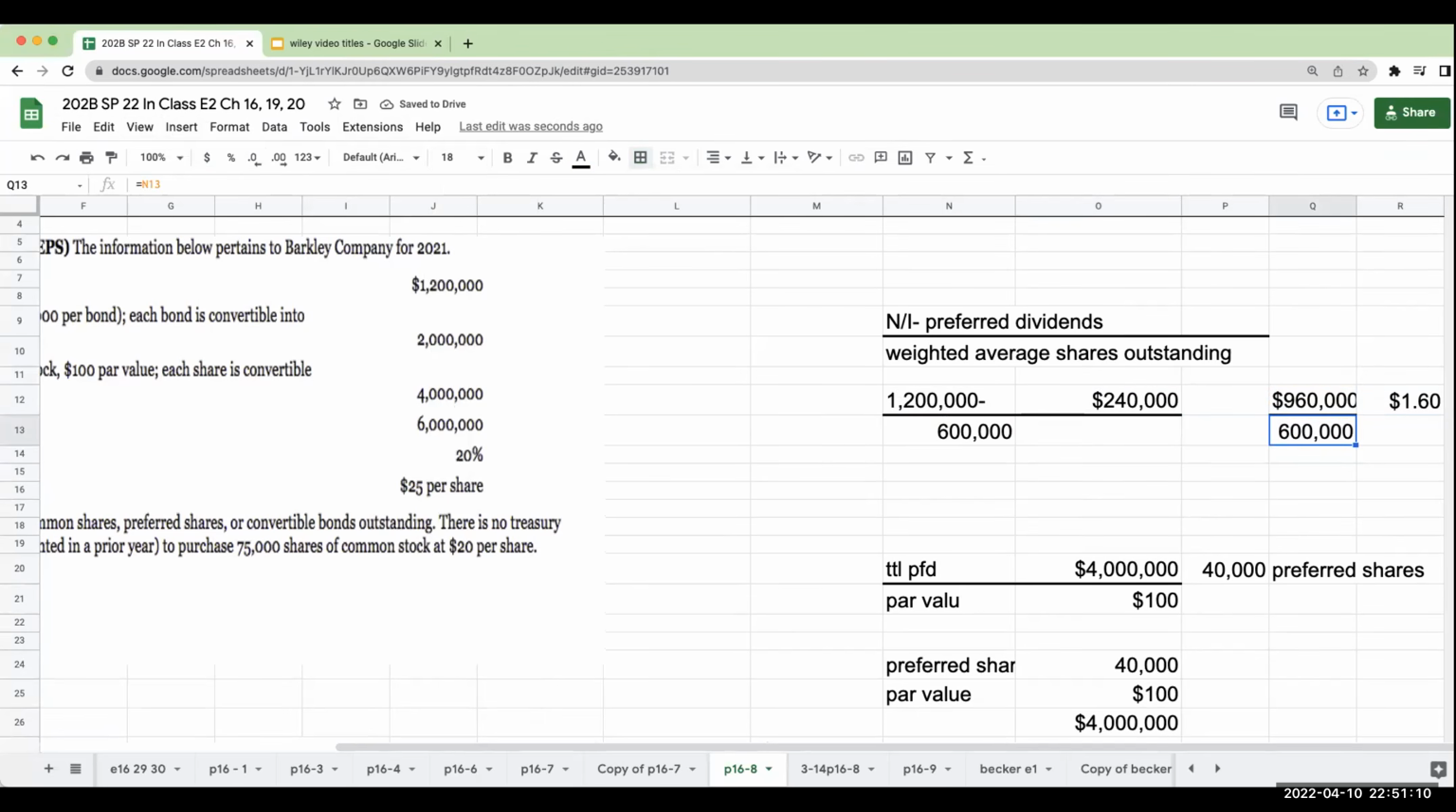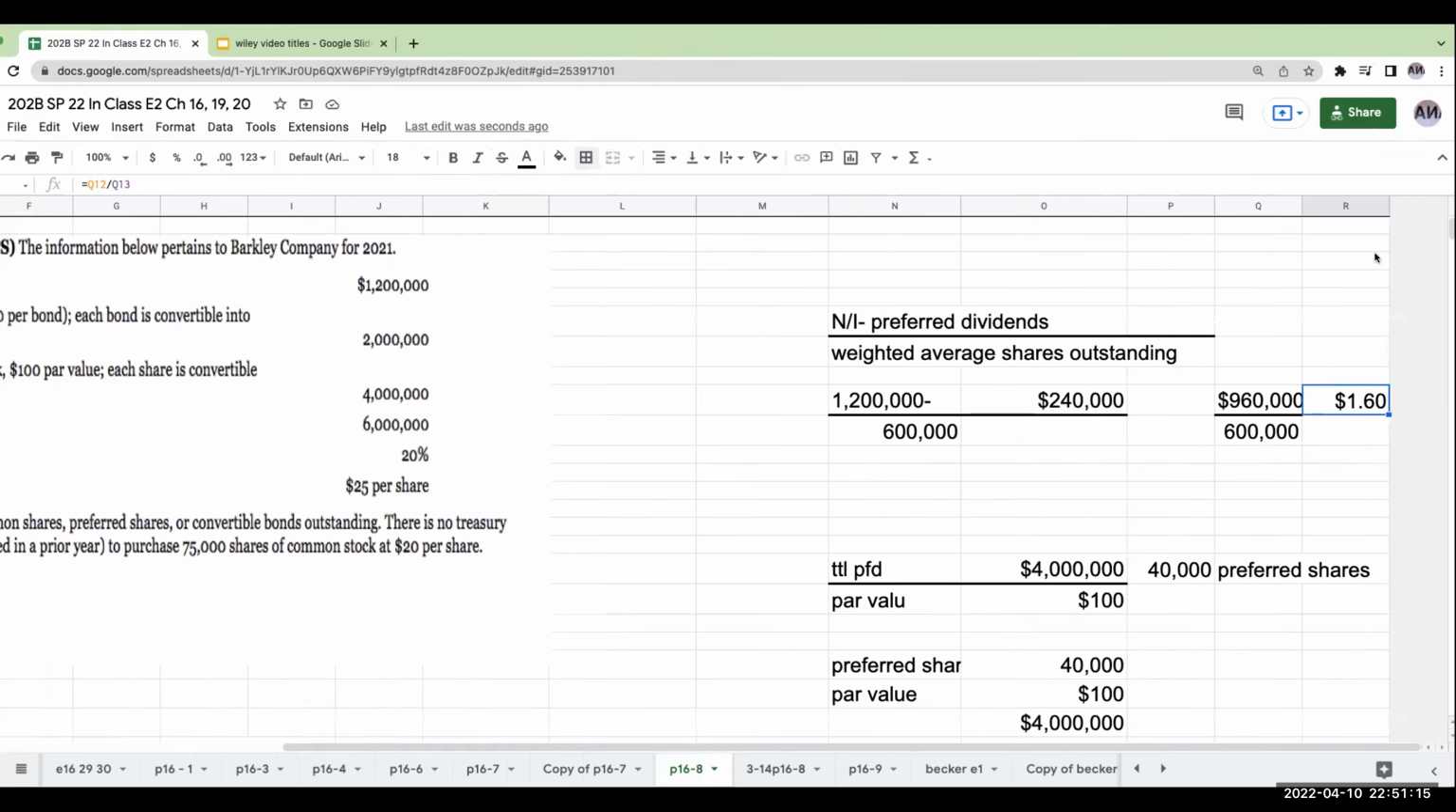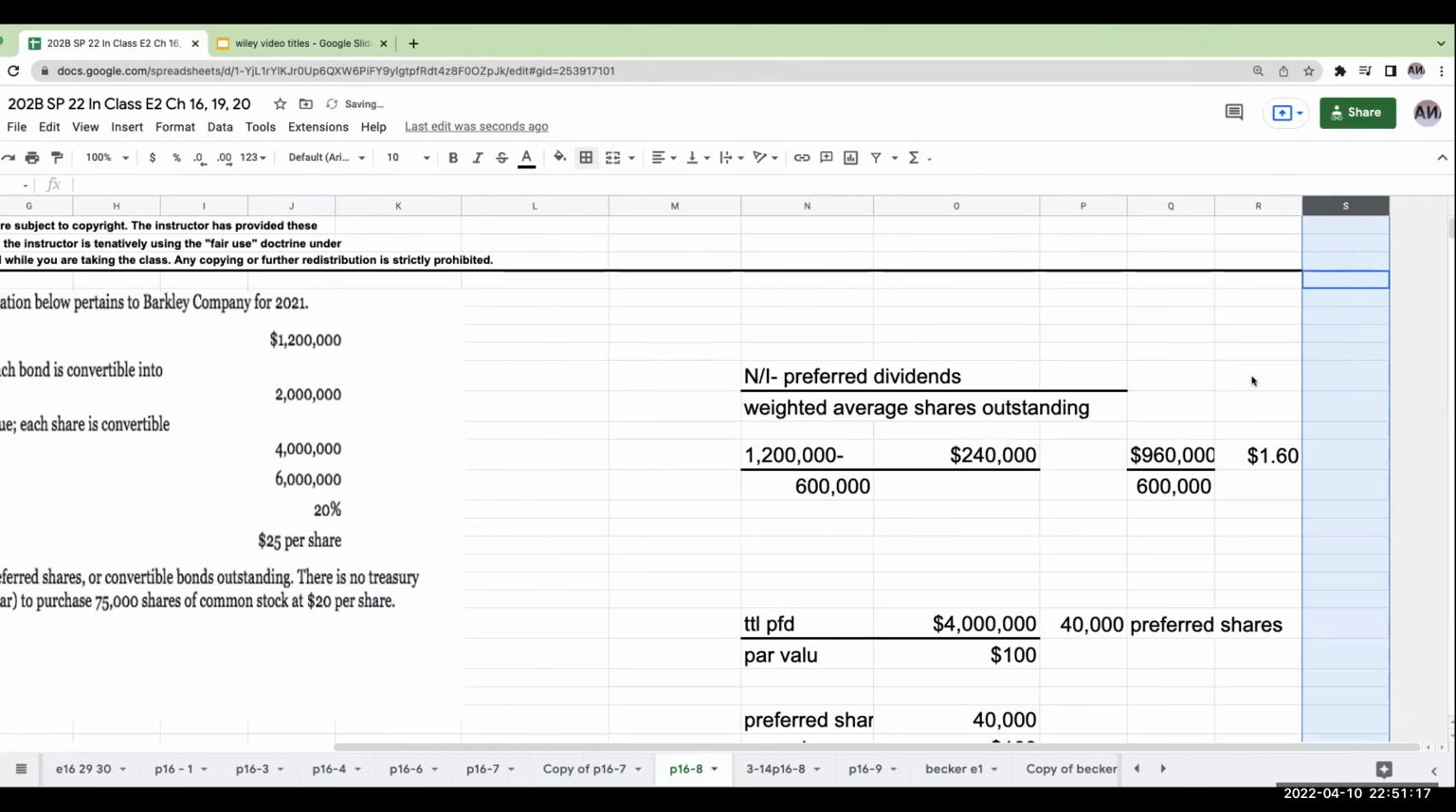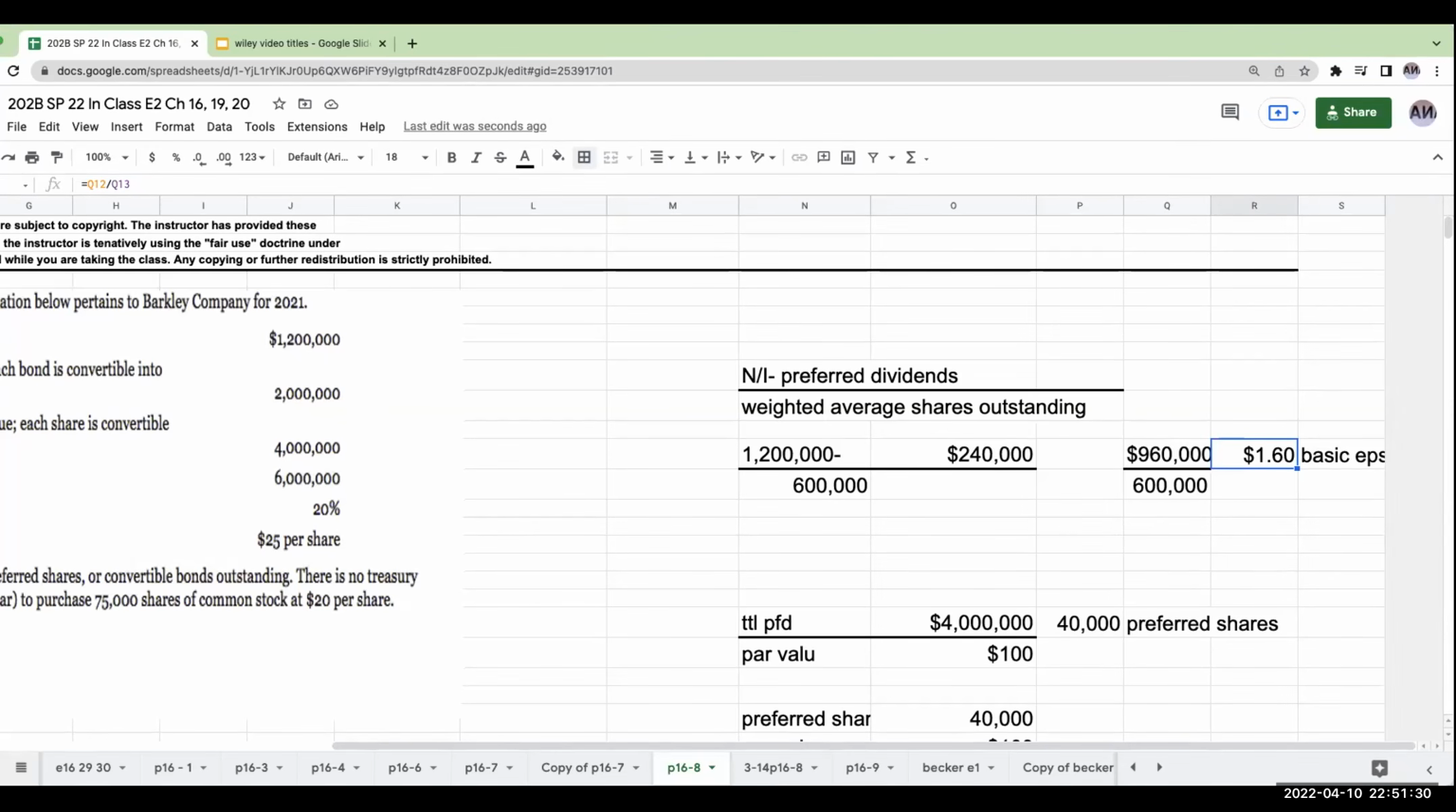And this number here is extremely important. Why is this number extremely important to us? It is because this is my basic EPS, and when we're computing dilution, if it goes above $1.60, the instrument is going to be anti-dilutive. So let's go through and figure this out.